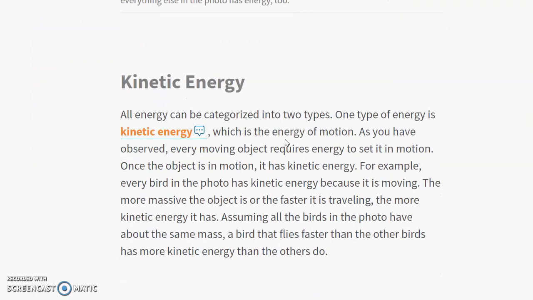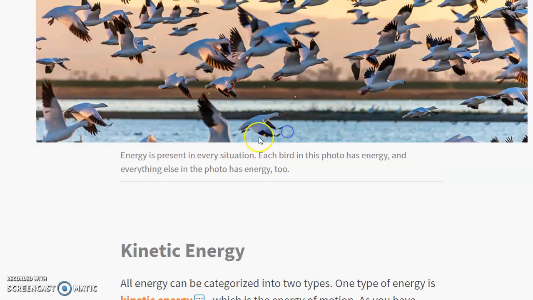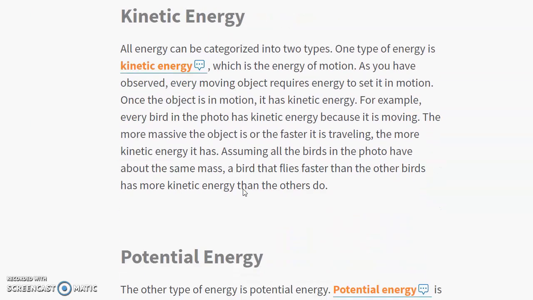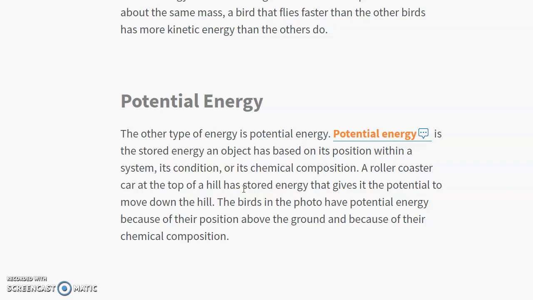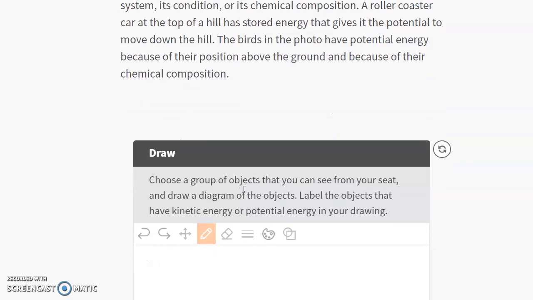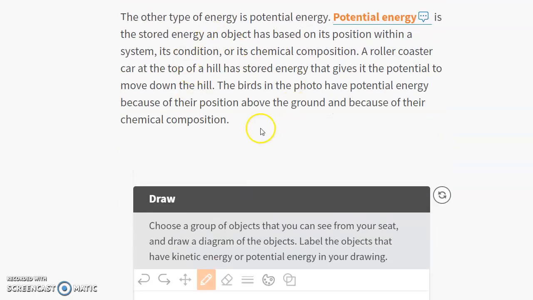Kinetic energy is energy in motion. Anything in motion, if it's moving, this is kinetic energy. Something is happening that is moving. Okay, if it's not moving, it still has potential energy. So they usually use a roller coaster for this, right? A roller coaster at the top of the hill is not moving, but it still has energy, because as soon as it moves, boom, potential energy becomes kinetic energy.